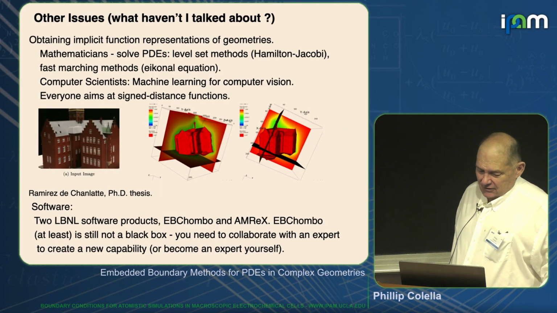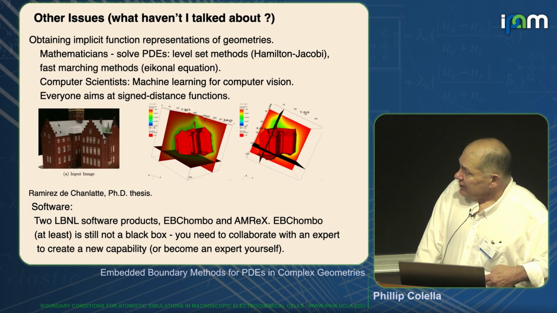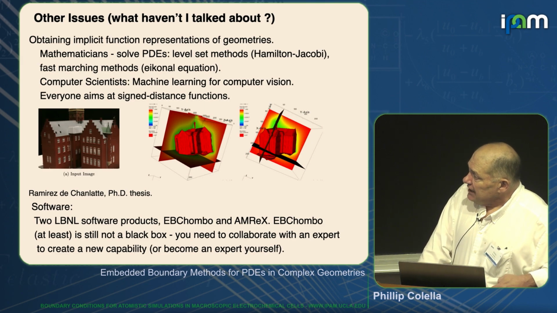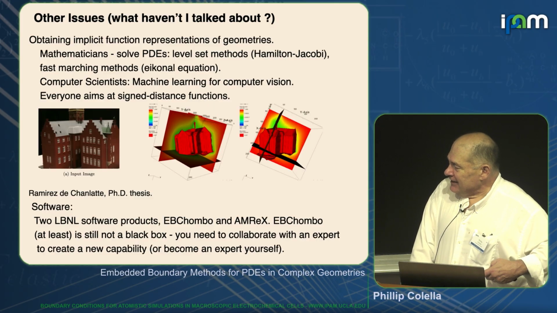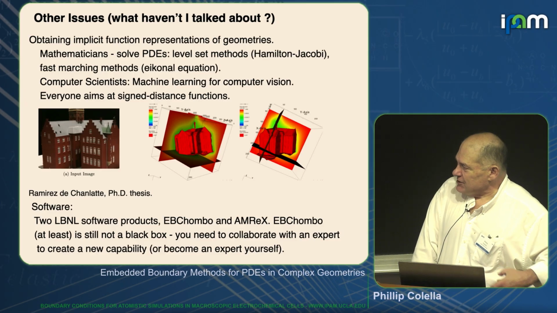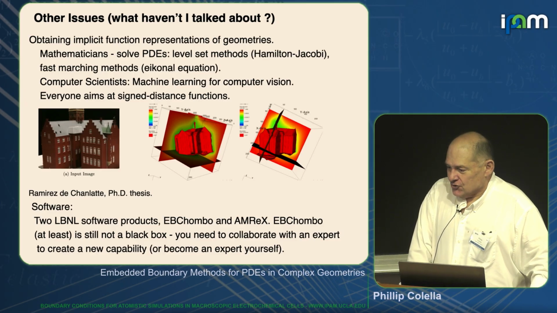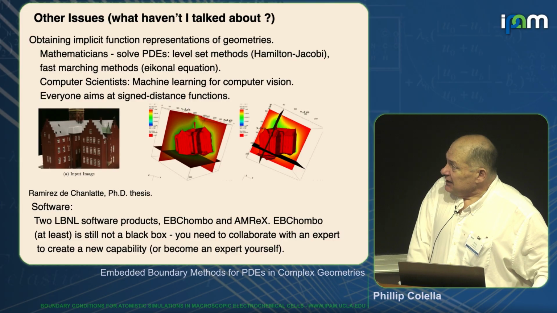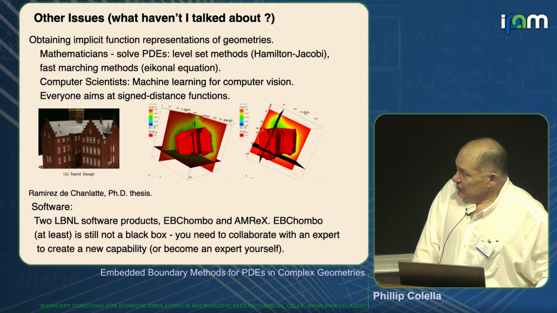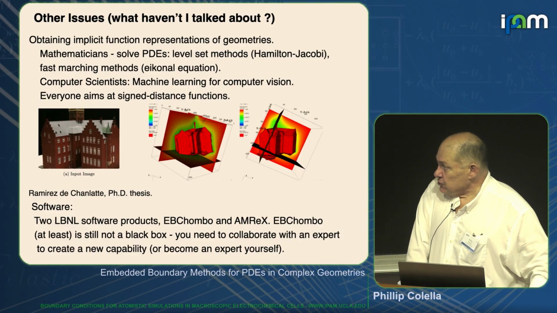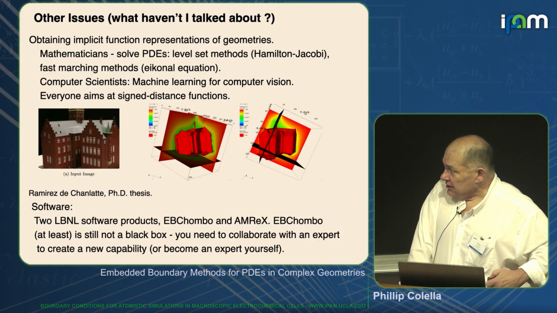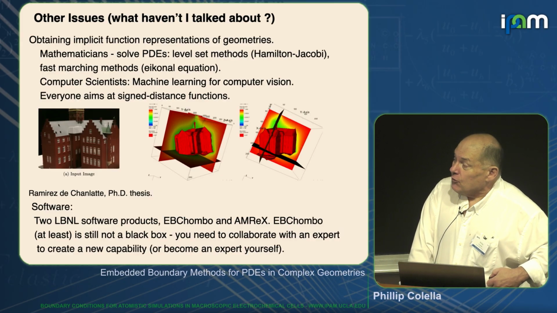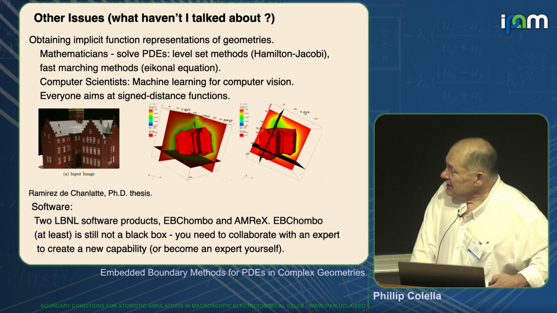So this is my last slide. What haven't I talked about? There's a whole art to obtaining signed distance functions or implicit functions. And as far as I can tell, there are kind of two camps in this. Mathematicians like Stan Osher and Jamie Sethian, who solve PDEs, level set methods for Hamilton-Jacobi, fast marching methods for the Eikonal equation, to construct signed distance functions. And then there are computer scientists who will do almost anything not to solve a PDE. Don't quote me on this, except this is being recorded.